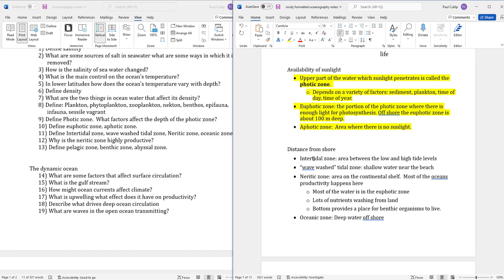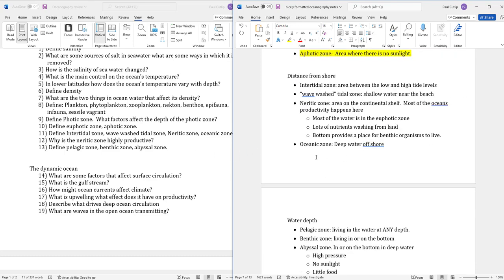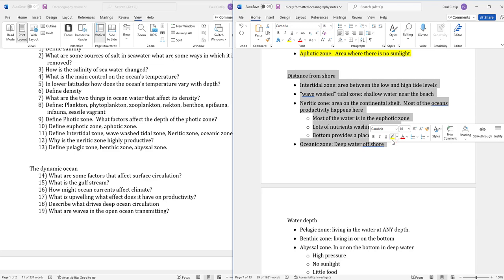Then we talked a bit about distance from shore as a controlling factor in the distribution of marine organisms. And we had some zones here. Let me make sure I get them. Intertidal zone, wave wash tidal zone, neritic zone, and the oceanic zone. And here they are right here. And what we're talking about here is distance from shore, right? And so, there we go.